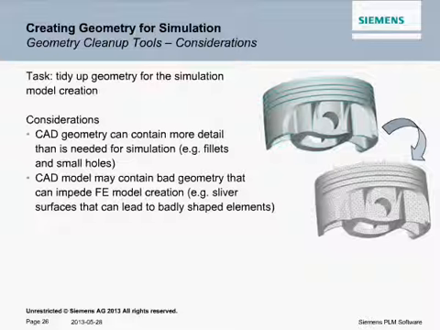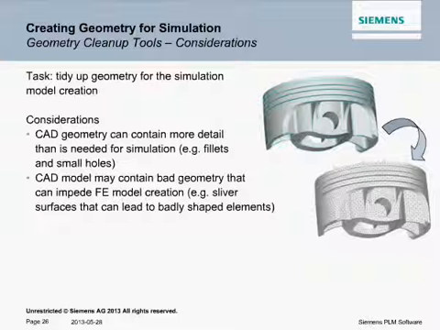So things like generally small details, things like small holes, fillets, chamfers, if left in the model, will actually lead the mesher to create small elements to capture that detail. So if it's not really required for the purposes of simulation, that data has to be removed from the model.